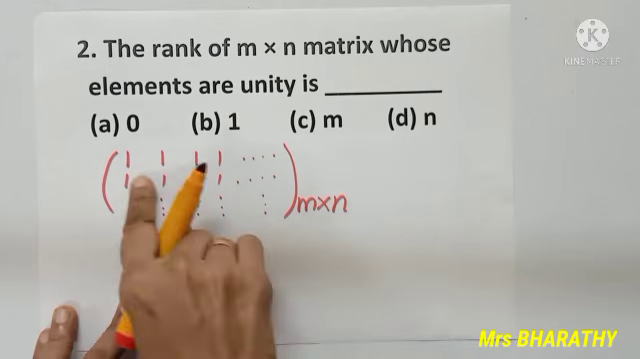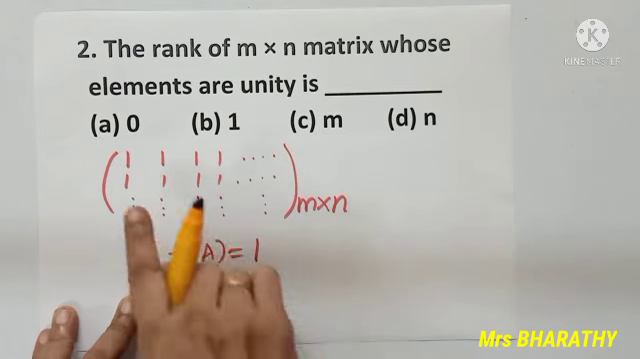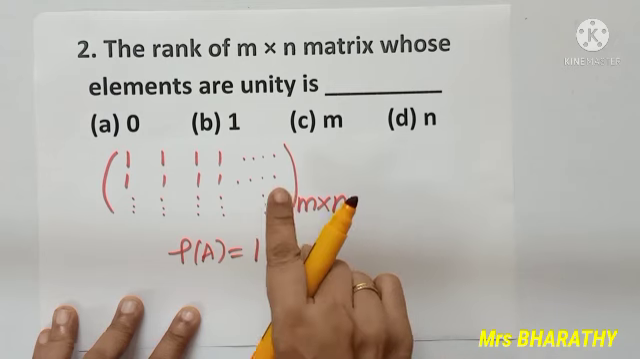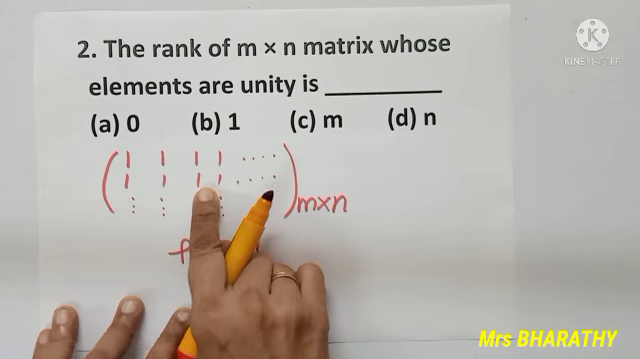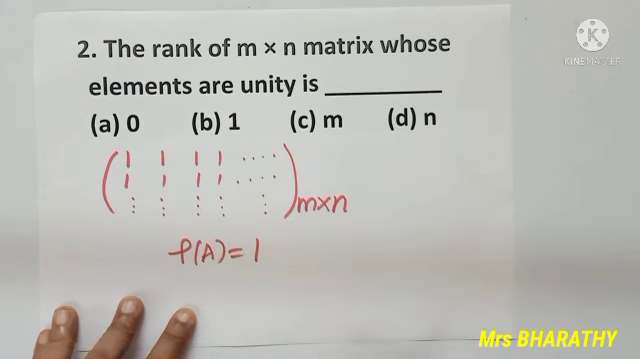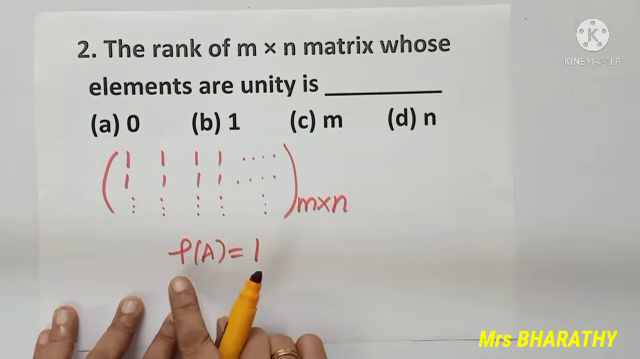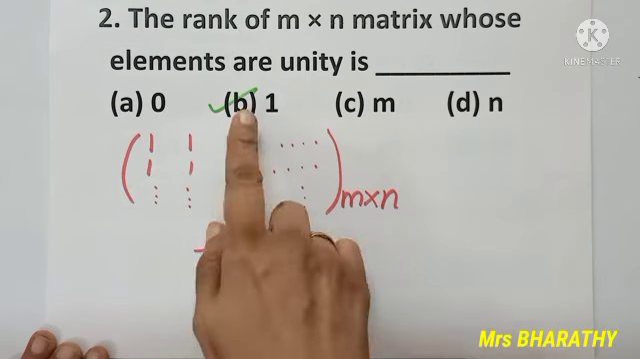If all the elements are 4, now also my answer is 1. If all the elements are equal to the same number, here it is unity, even if it is all 4s or all 3s, then also we will declare rank of A is 1. Option B is the right choice.